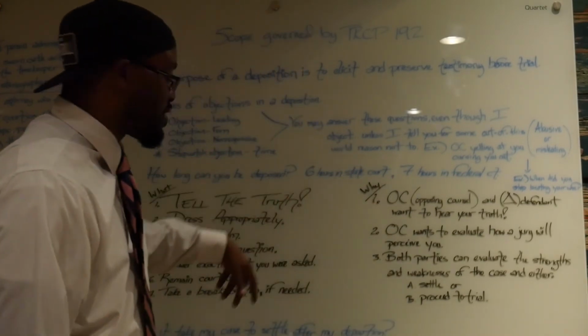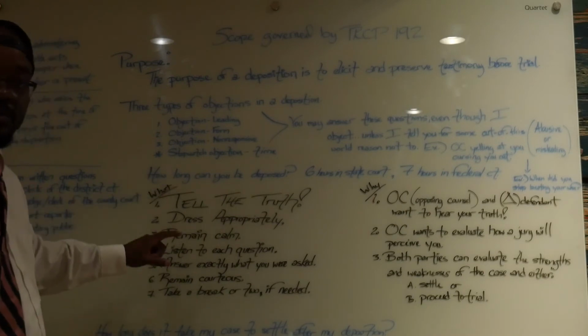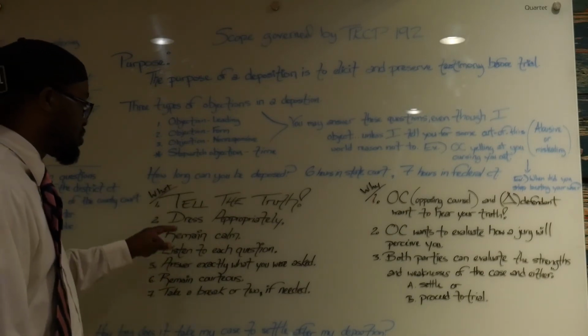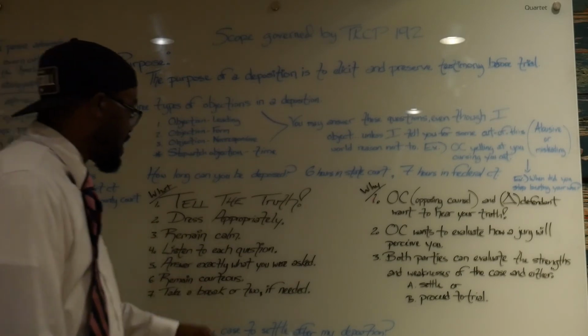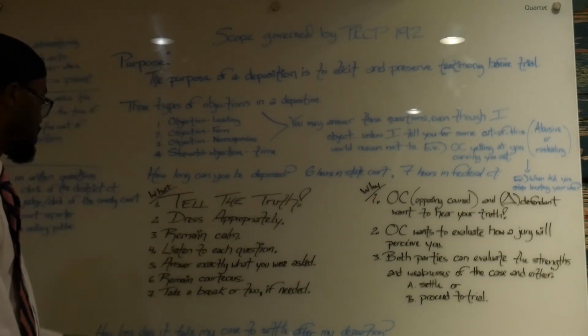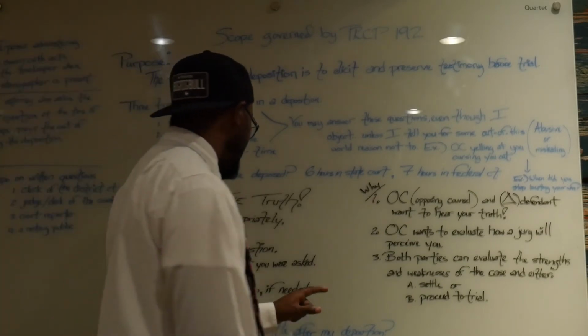So I'm going to go back down these real quickly. Number 1 is tell the truth. Number 2 is dress appropriately. Number 3 is remain calm. Number 4 is listen to each question. Number 5 is answer exactly what you were asked. 6 is remain courteous. 7 is take a break or two if needed.